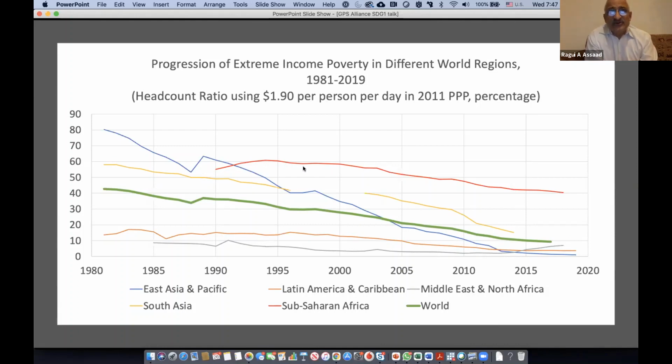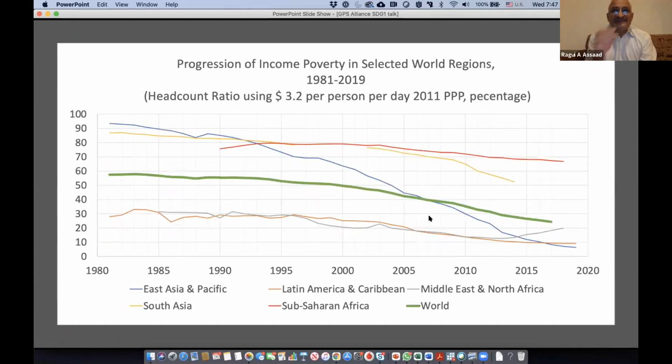But the biggest concern is in sub-Saharan Africa, where extreme poverty rates are still very high, and they are not declining as fast as we would like. So they are declining, but still much more slowly. South Asia, there's been a slow decline at first, but since 2005, the decline has been much faster. So we have been making progress, but in certain parts of the world, the progress has been slow, and in other parts it has reversed.